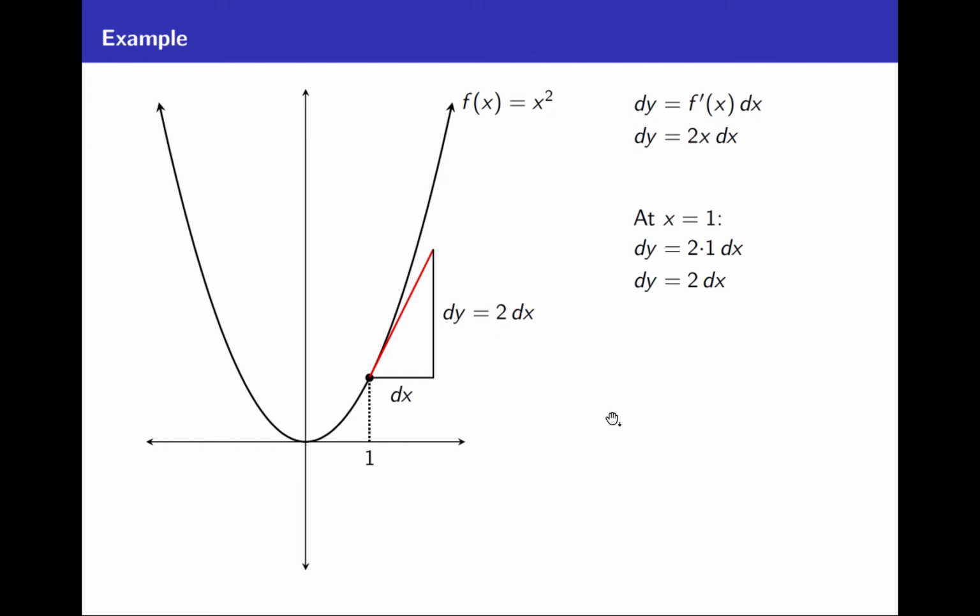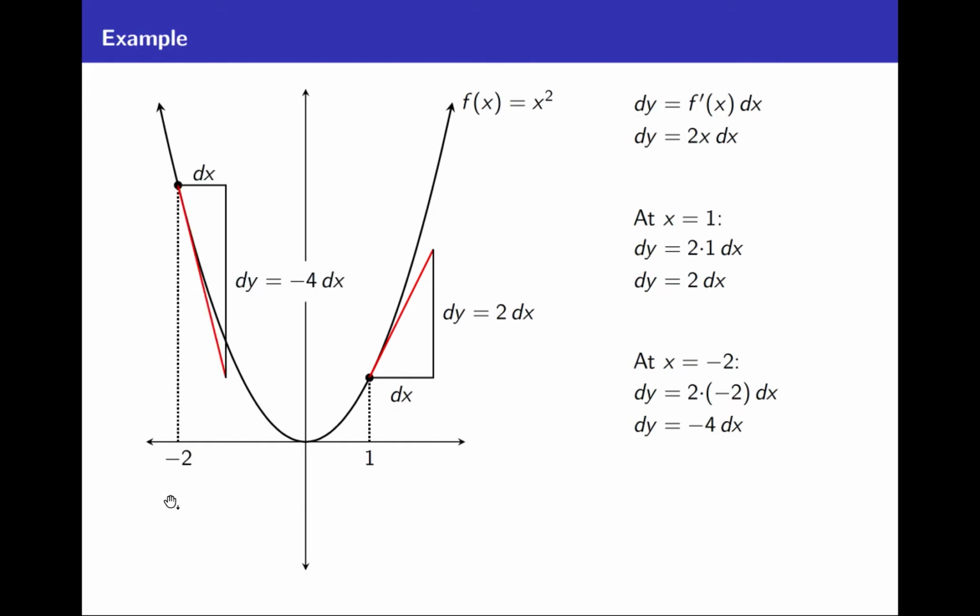Let's take another value of x. Just for illustration, let's say x equals minus 2. Well, then dy would be 2 times minus 2 times dx, or dy equals minus 4 times dx. And let's look at that on the picture. Minus 2 is here. You go up to the graph, and you make this triangle with sides dx and dy, and hypotenuse the tangent line.